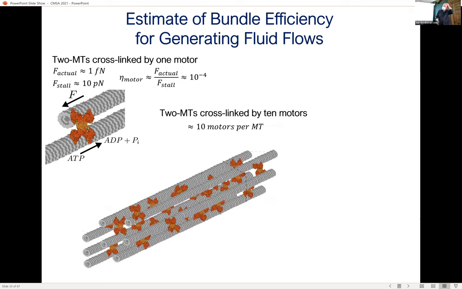In our system, we estimate that there's not just one motor per microtubule, but on average 10 motors per microtubule. Because one motor is moving under no load, 10 motors working together aren't making anyone move faster. They're just moving at the same rate. So that's more wasted energy, if you will.